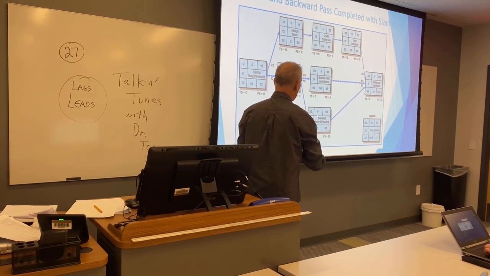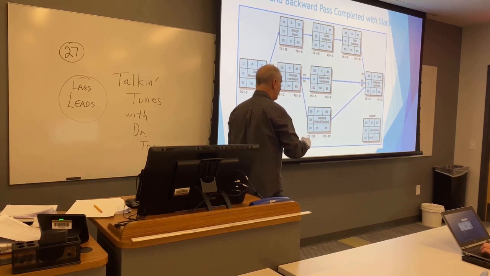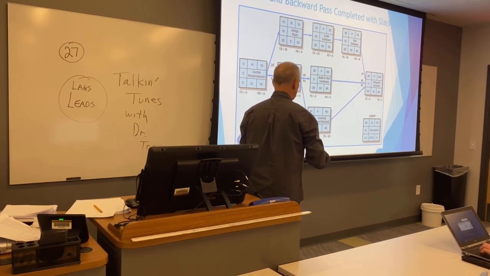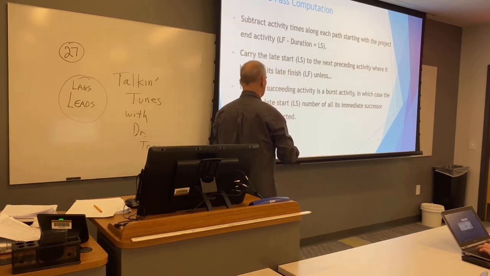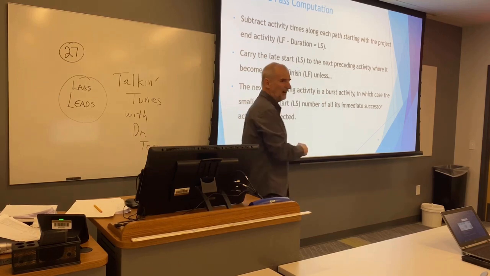C goes to E and F. If there's a burst, you don't take the big number. What number do you take? You take the small number. You take the small one, because you want to be able to get it done earlier, not later. If you take the bigger number, it's going to make your project delayed. Okay? So look, if it's a burst, you take the smallest latest start.